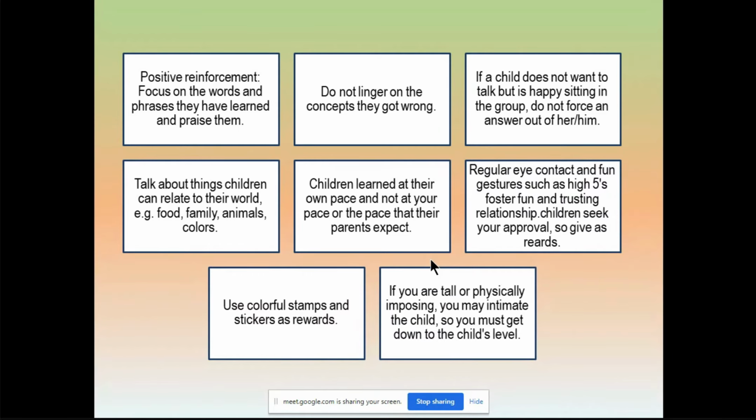If a child does not want to talk but is happy sitting in the group, do not force an answer out of her or him. Little by little, let the child trust you, and little by little, he or she will speak. Regular eye contact and fun gestures such as high fives build a trusting relationship. Children seek your approval, so give it as rewards. Children learn at their own pace and not at your pace, or the pace that their parents expect.